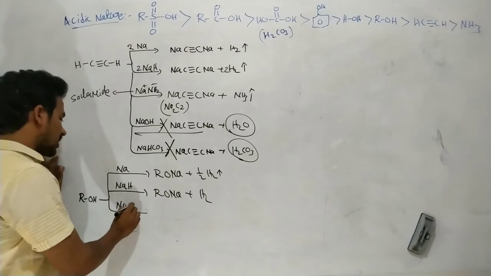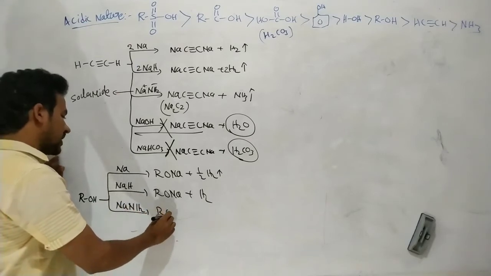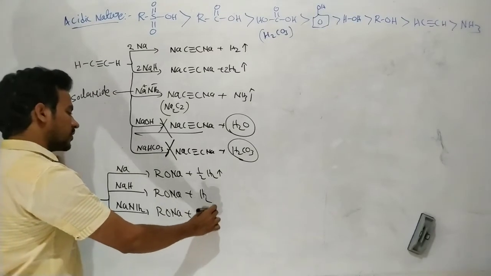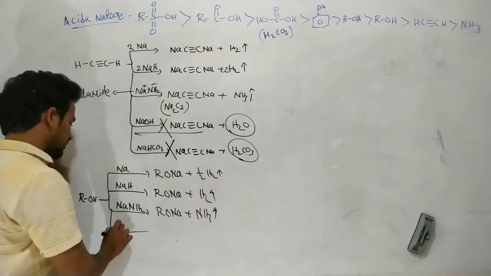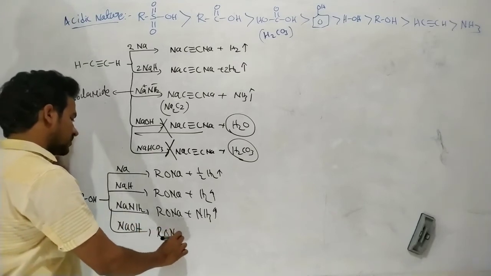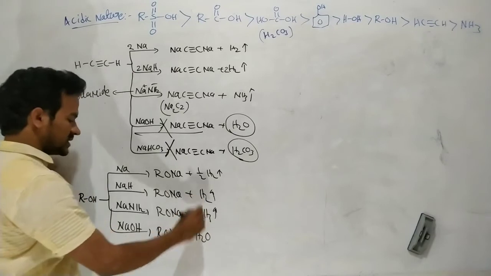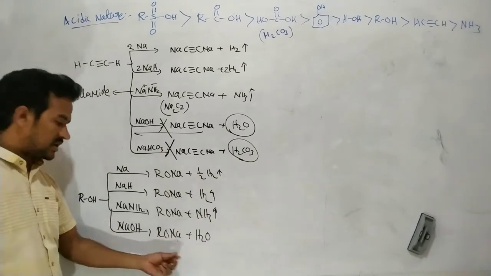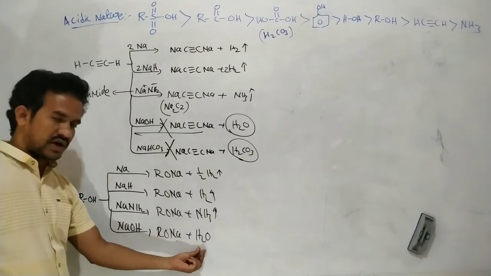Now this alcohol can also react with a strong base, that is sodamide, to produce ammonia gas. But here there is no reaction with NaOH because OH minus is a base, so H2O is the conjugate acid, because it accepts the proton. It is a conjugate acid.